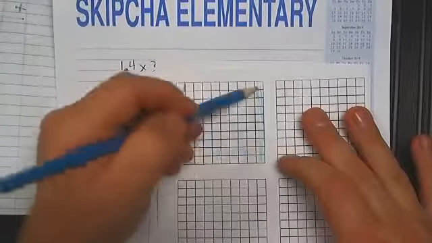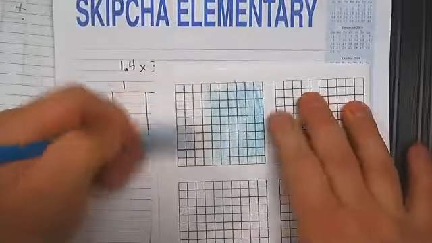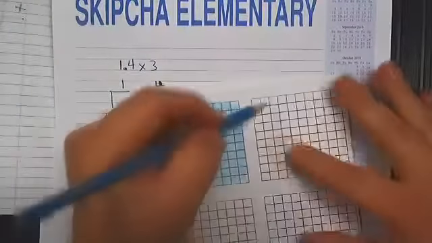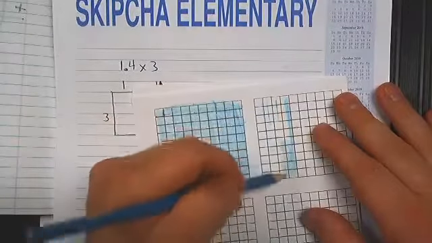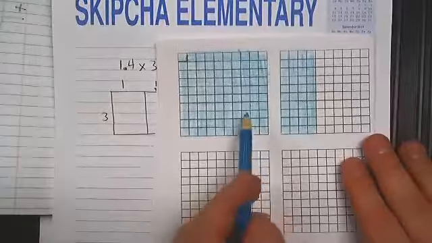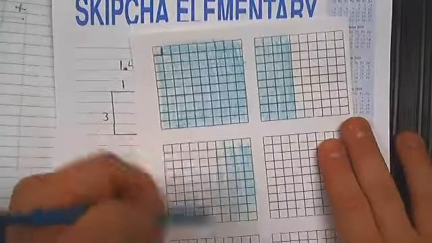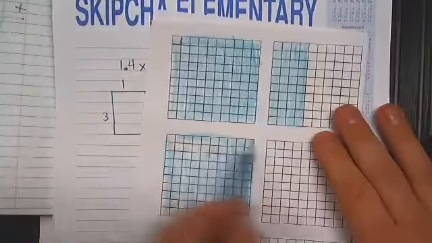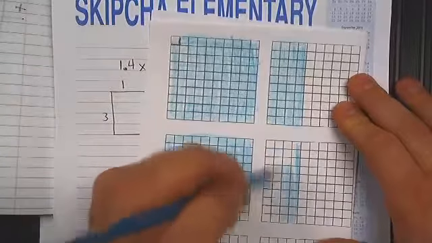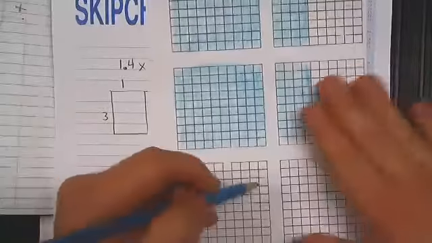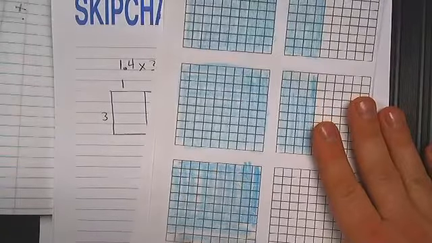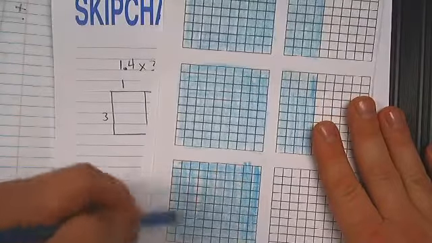So one whole, and 4/10. I'm not going for an art award here, just trying to get this colored in. All right, so one whole and 4/10, 1, 2, 3, 4. One whole and 4/10 multiplied by 3. So that means I need 3 of these, right? So there's 1, here's 2, and so 1 4/10. And my third one, one whole, and 4/10.